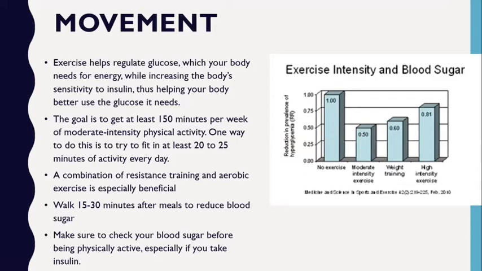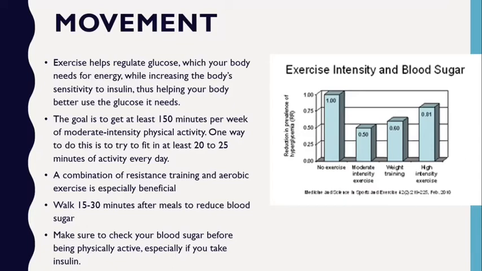If you look at this chart over here on the right side, this is how your blood sugar changed with different types of exercise. With no exercise, the blood sugar remained at a 1. With moderate intensity exercise, it was at 0.5, 0.6 for weight training, 0.8 for high intensity exercise. So the goal is 150 minutes a week, and ideally combining resistance training and aerobic exercise.